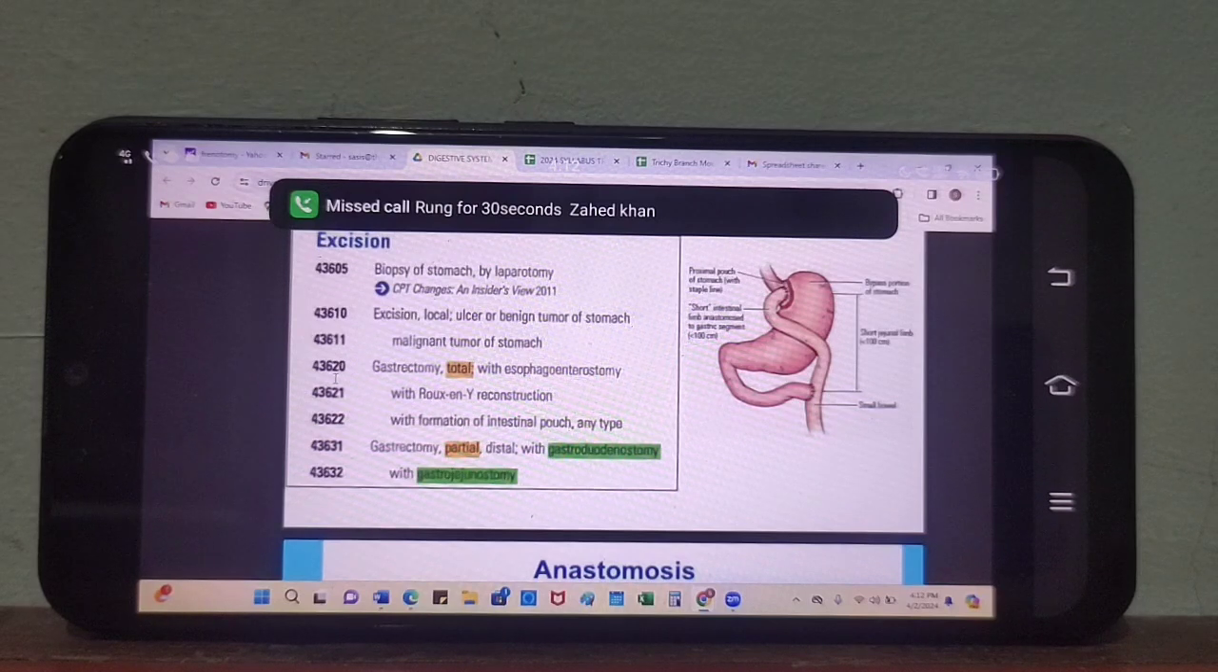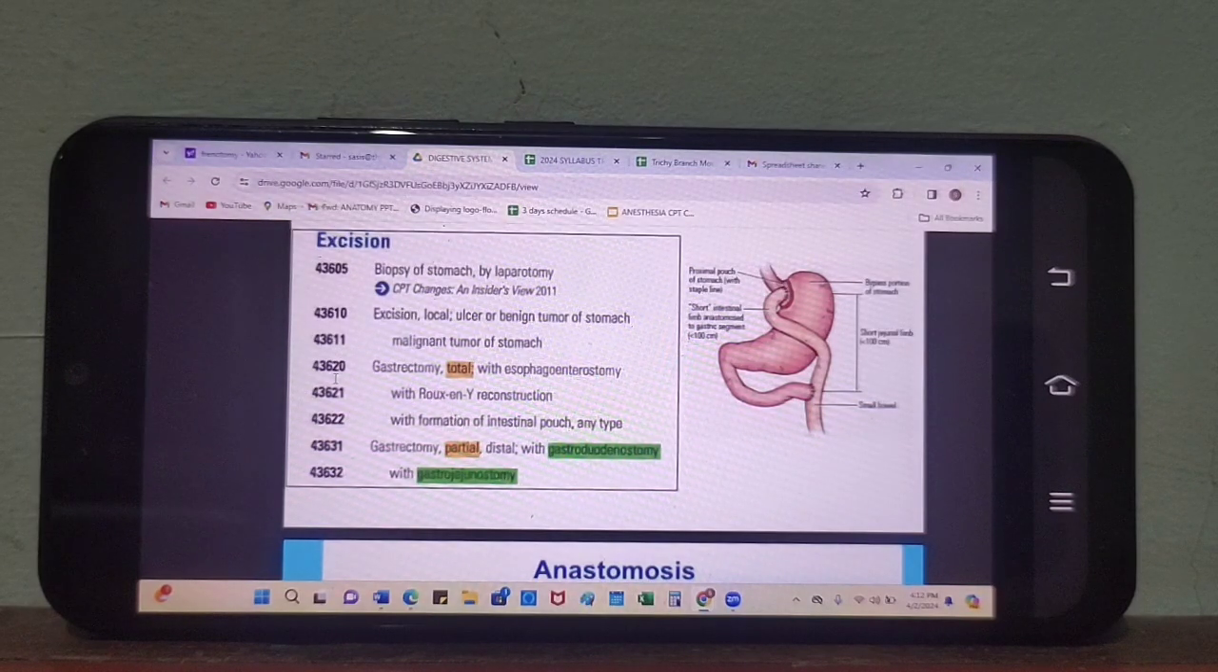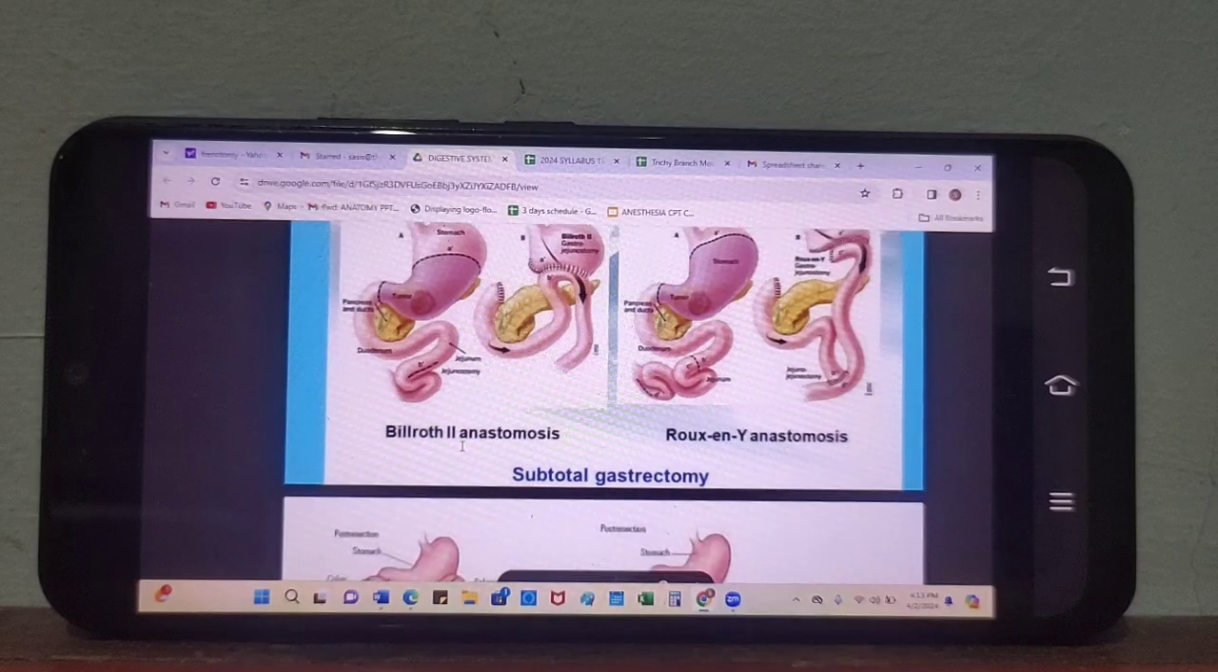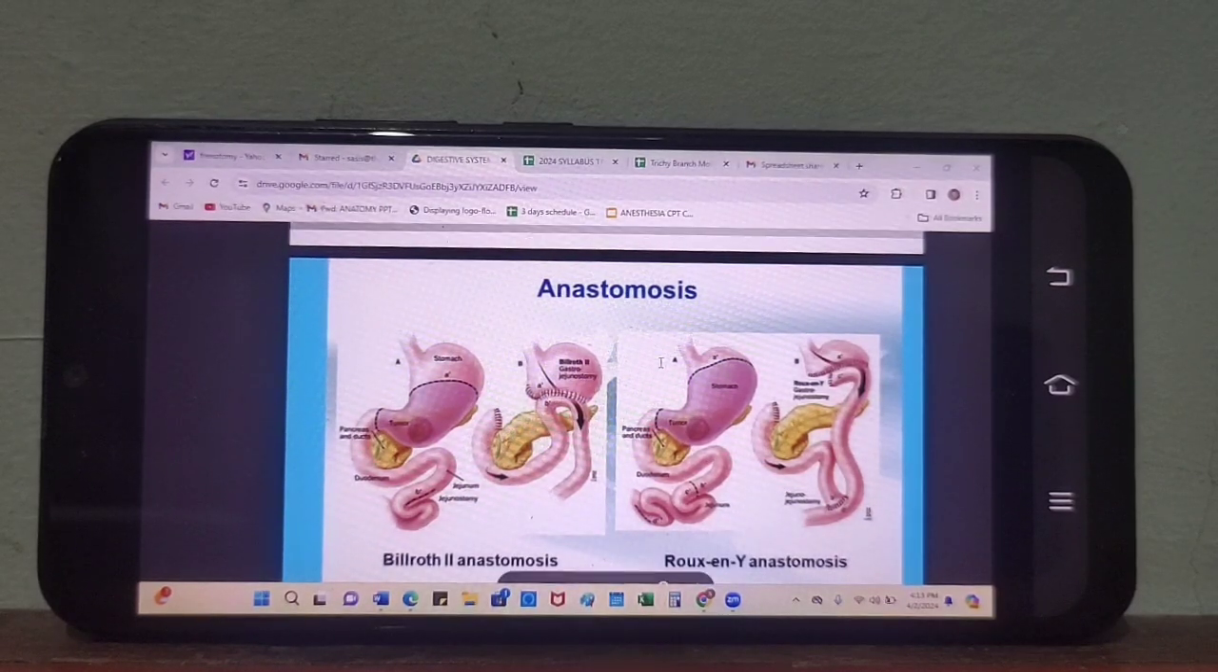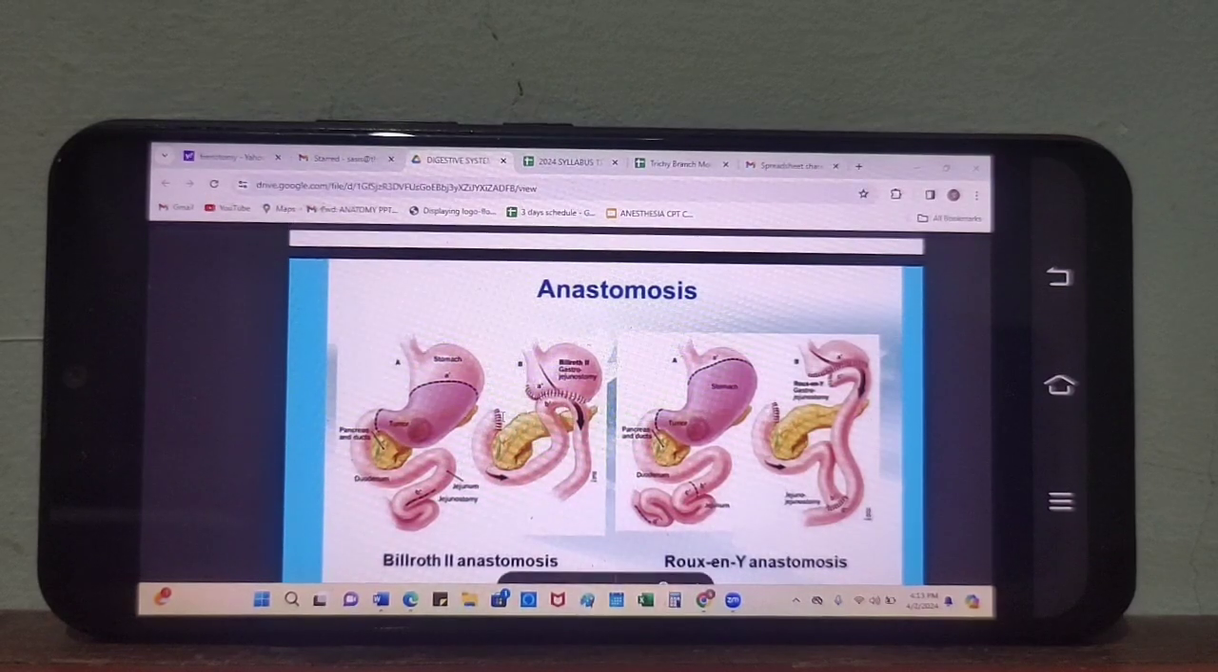Then 43620 for gastrectomy. Gastrectomy means removal of the stomach. In gastrectomy, we have two classifications: total gastrectomy and partial gastrectomy. Gastrectomy means complete removal of the stomach or partial removal of the stomach. Total gastrectomy and partial gastrectomy.